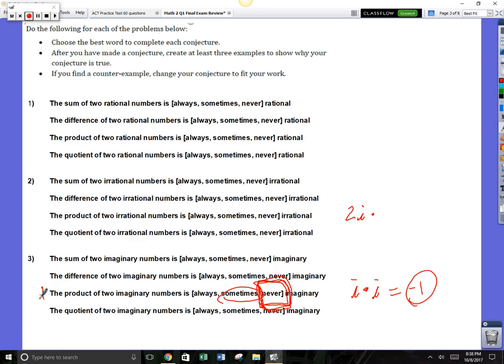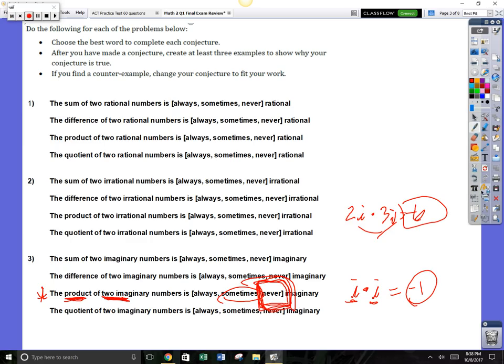No, this is a dang good question. So the product of two imaginaries will never be imaginary. If you ever have an imaginary times an imaginary, it will always spit out a real. So if we had 2i times 3i, 2 times 3 is 6, and i times i is a negative, so that's a real. So as long as you're limited to two imaginaries and multiplication, the product will never be imaginary. So this is the first never we've seen.